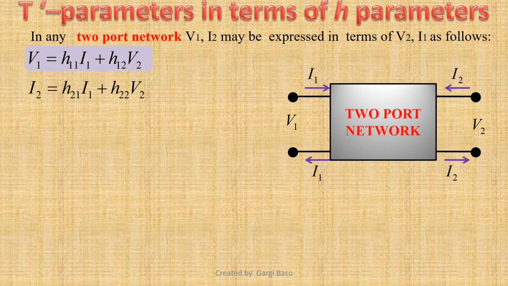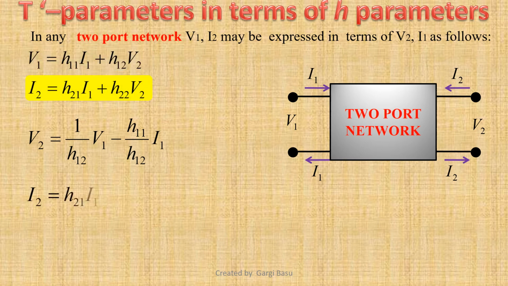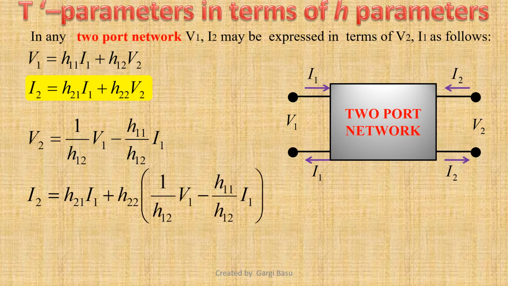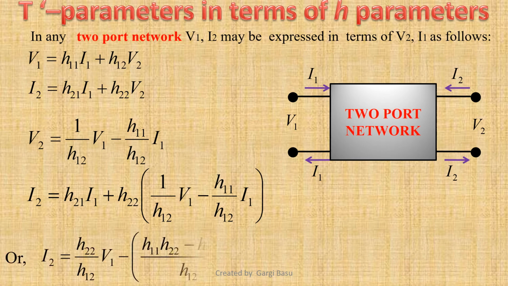Now rearranging equation number 1, we get V2 equals 1 upon H12 times V1 minus H11 by H12 times I1. Now using this expression in equation number 2, we get I2 equals H21 I1 plus H22 into 1 upon H12 times V1 minus H11 by H12 times I1. By rearranging, we can write I2 equals H22 by H12 times V1 minus H11 H22 minus H12 H21 by H12 times I1.